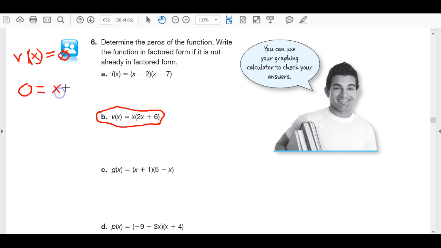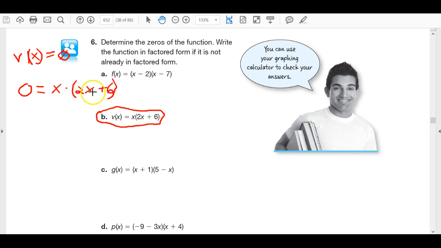x times 2x plus 6. So now there's only two things that can turn this multiplication into 0, right? You have two factors. Let's talk about multiplication. In multiplication, which I'm doing here and here, these two things are factors. That's why we call it factored form, right? So this is being multiplied by that.